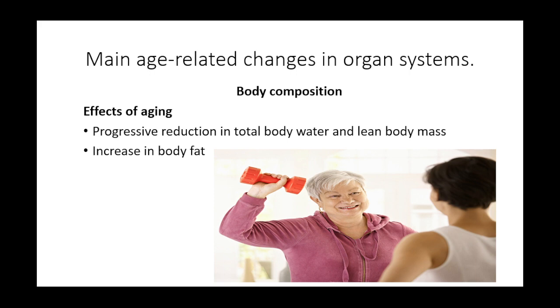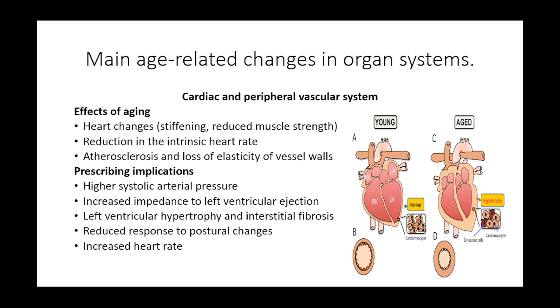The main age-related change in organ systems for body composition is a progressive reduction in total body water and lean body mass, or an increase in body fat. Cardiac and peripheral vascular system effects of aging: heart changes, stiffening, reduced muscle strength, reduction in the intrinsic heart rate, atherosclerosis, and loss of elasticity of vessel walls. Prescription implications: higher systolic arterial pressure, increased impedance to left ventricle ejection, left ventricle hypertrophy and interstitial fibrosis, reduced response to postural changes, increased heart rate.